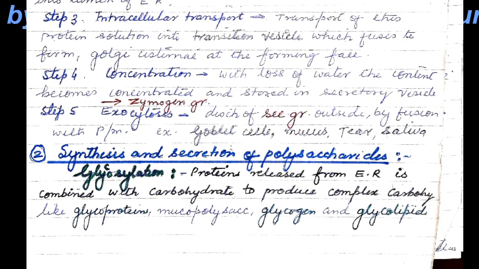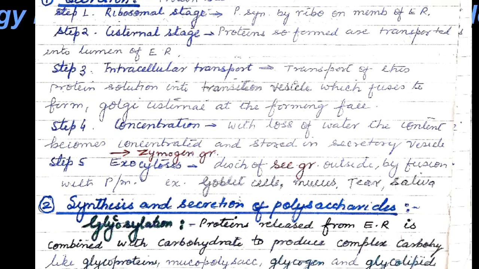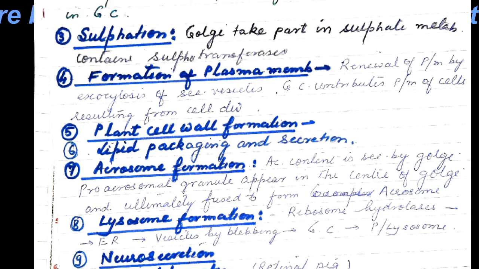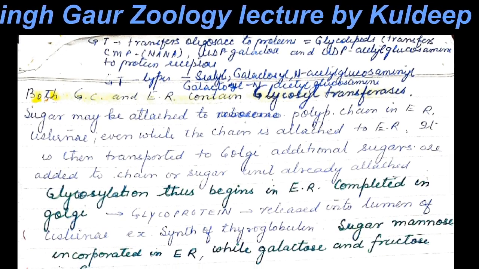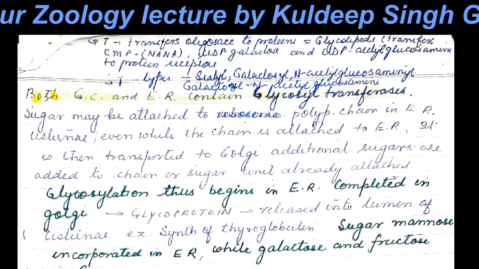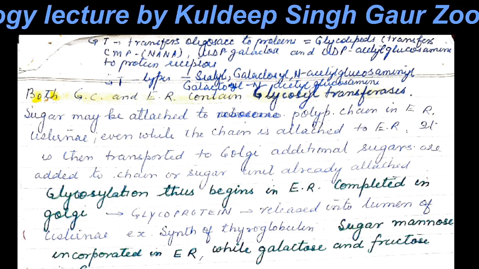Then another function is synthesis and secretion of polysaccharides. The process is called as glycosylation. The proteins which are released from the endoplasmic reticulum are combined with the carbohydrates to produce complex carbohydrates. They are termed generally as glycoproteins, mucopolysaccharides, and glycogen and glycolipids. Both Golgi complex and endoplasmic reticulum contain glycosyl transferases.